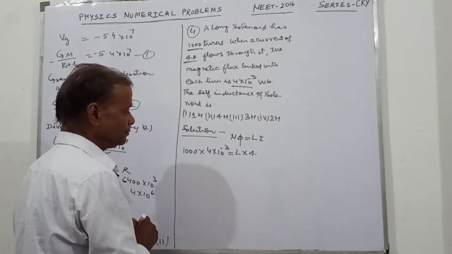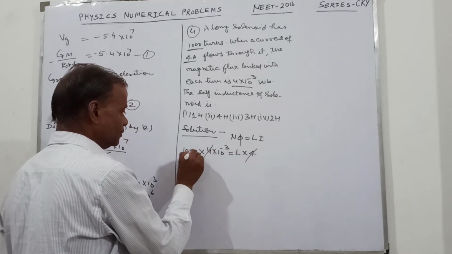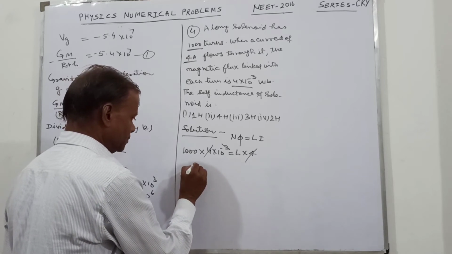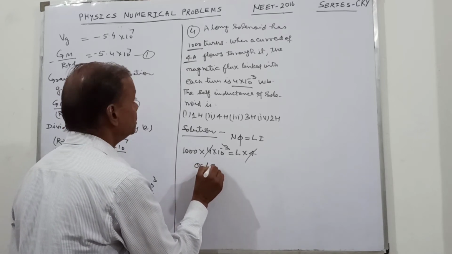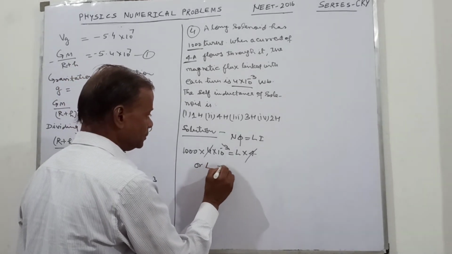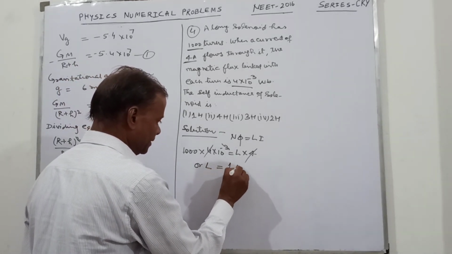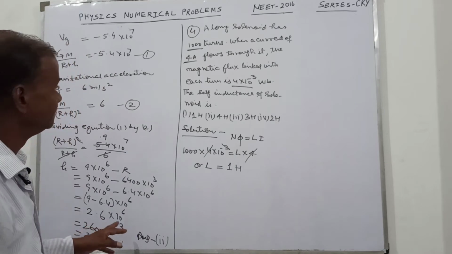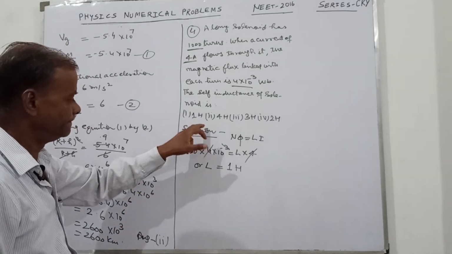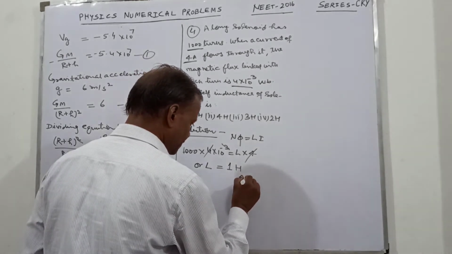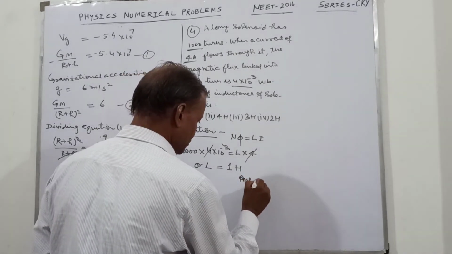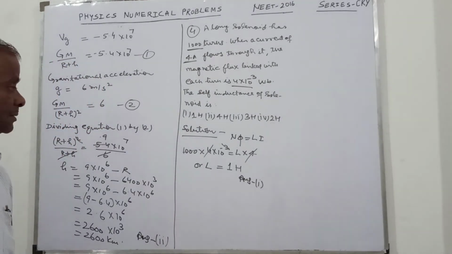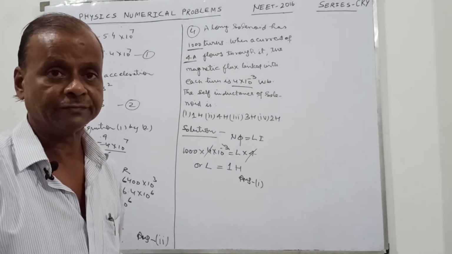I is equal to 4. So this 4 and 4 will cancel, and 1000 with this 1000 will cancel. So what is left? L equal to 1 Henry. So our answer must be 1 Henry, the first one. Answer is first. This is a very short and easy question, and it is a direct application of self-inductance.